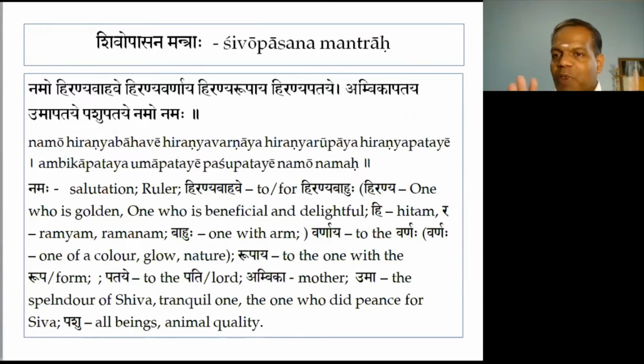Now we have covered all the five. Now there are certain Namaskara mantras, they are called, which follow. We are going to cover those as well, I think, because those are being learned and chanted as part of the Shivokasana Mantra. So we'll go over them.